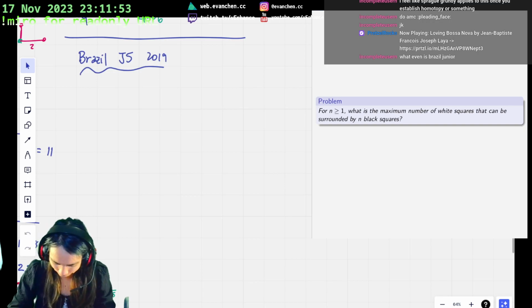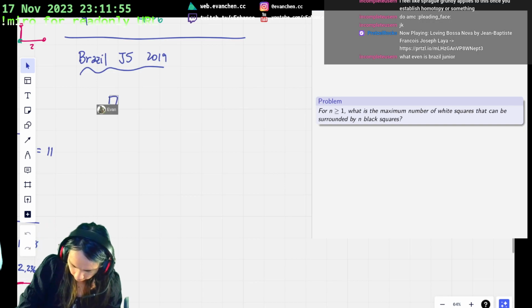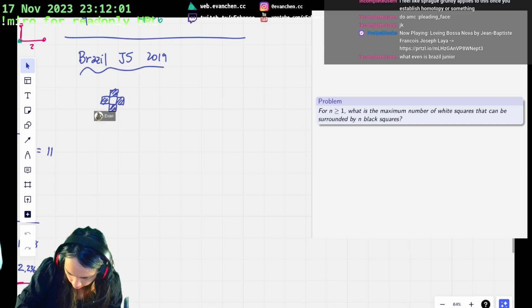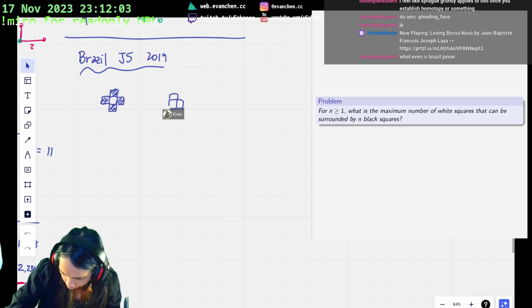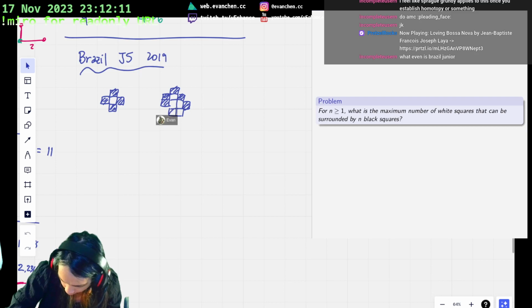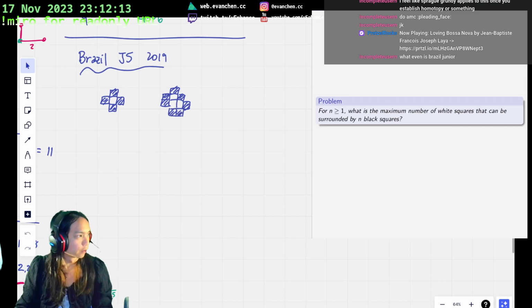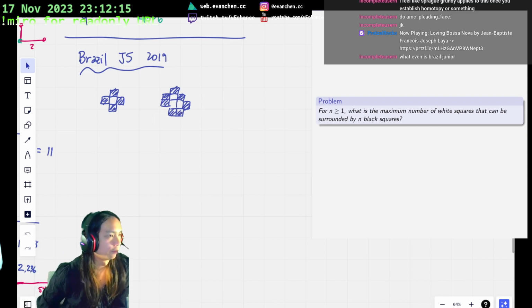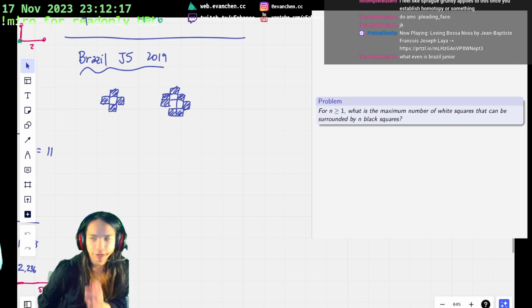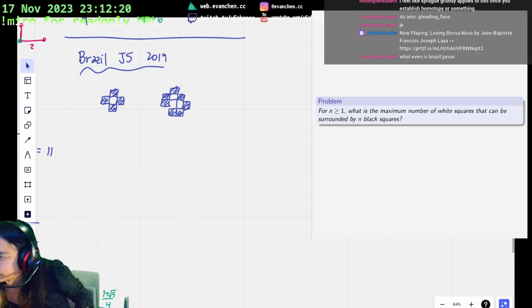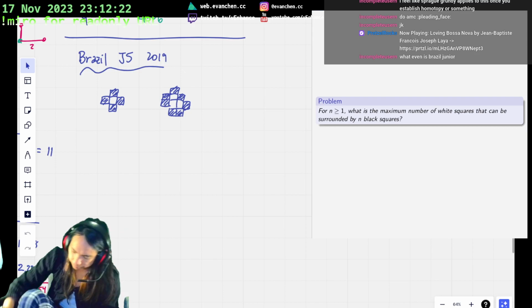So the way this works is that if you have a white square in an infinite grid, you can surround it by 4 black squares. And if you have 3 white squares, you can surround them with 7 black squares like so. That's what the picture in the problem had. And the problem is, if you have a given number of black squares, how many white squares can you enclose with them?